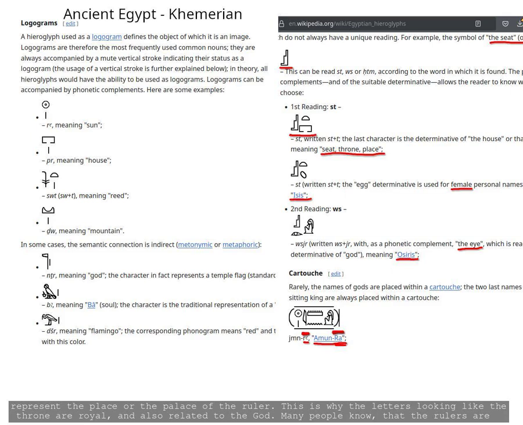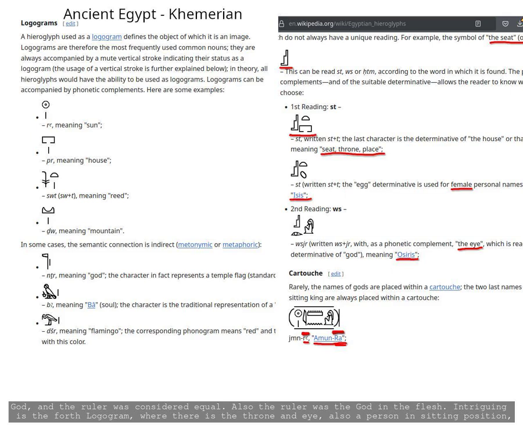This is why the letters looking like the throne are royal, and also related to the god. Many people know that the rulers were justifying their right to rule from the god, meaning that the god is the only one to rule, and since he is not there on the land to rule, he left the ruler to rule. In ancient Egypt, the god and the ruler were considered equal. Also, the ruler was the god in the flesh.